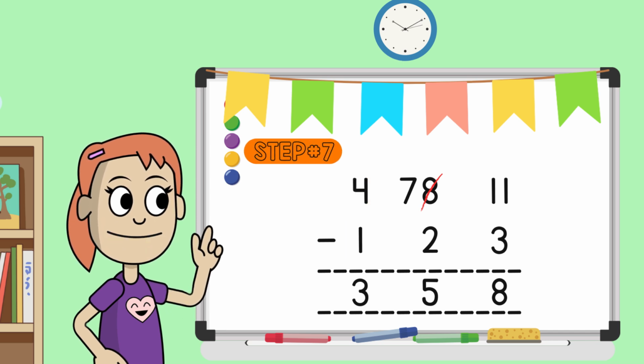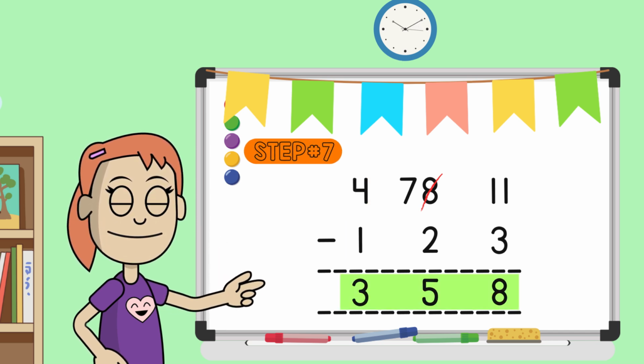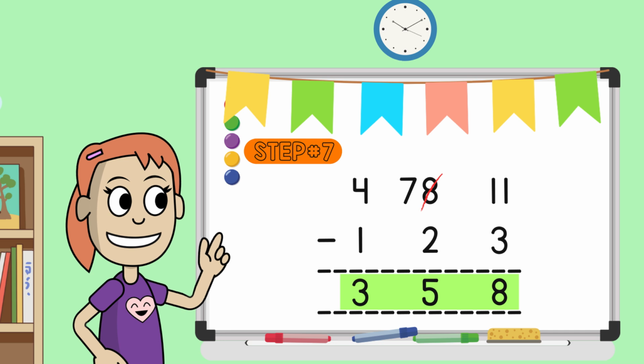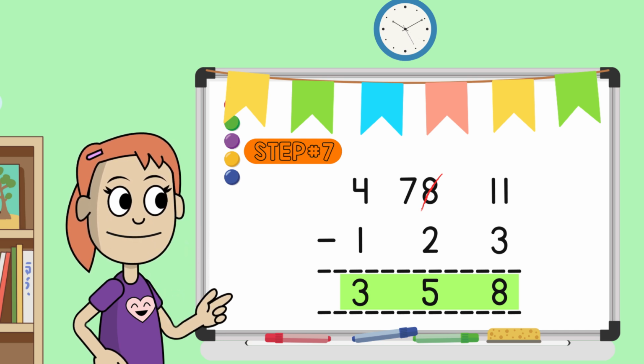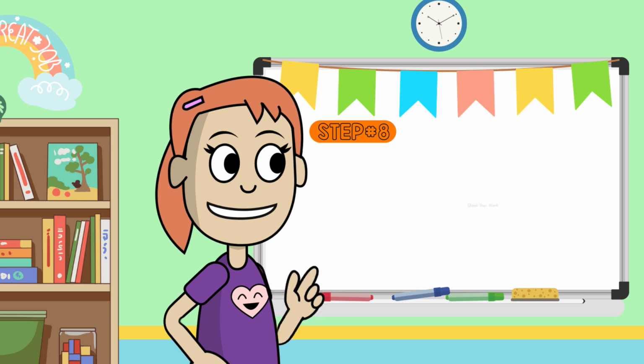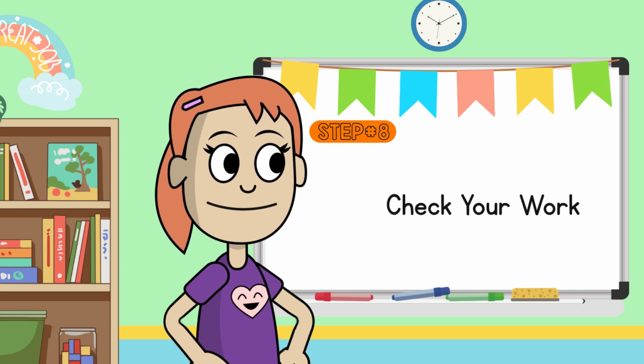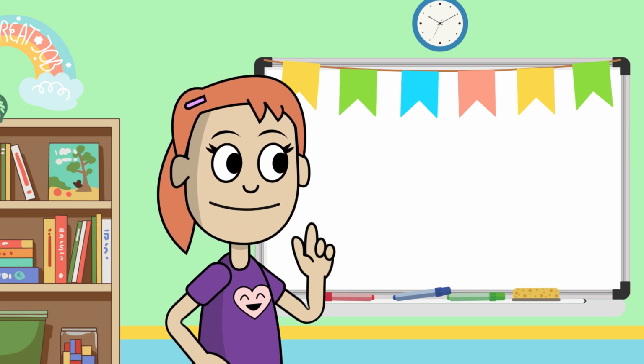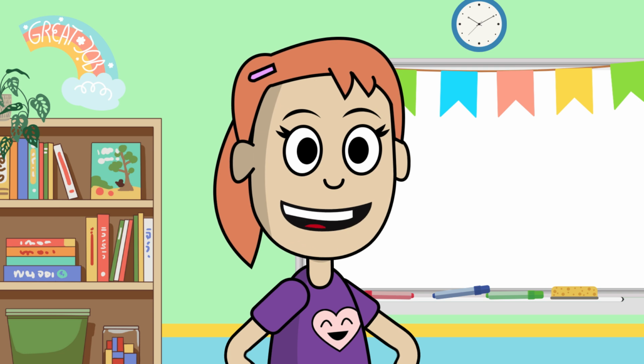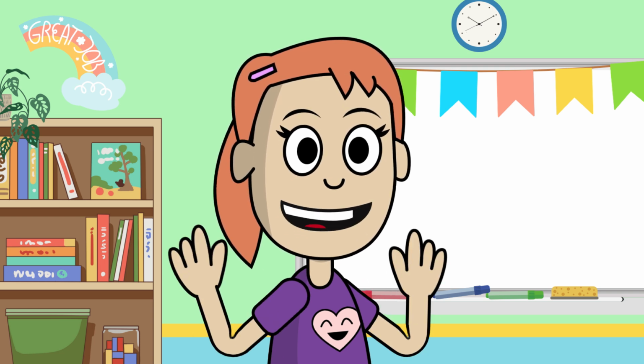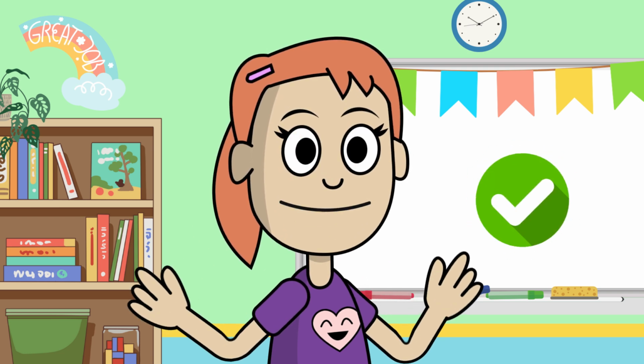Step 7. Write your answer. Once you've subtracted the hundreds, tens, and ones, your final answer should look like this. Step 8. Check your work. It's always important to check your math. Can you try subtracting the numbers again to see if you get the same result? What's another way you could check if your answer is correct?